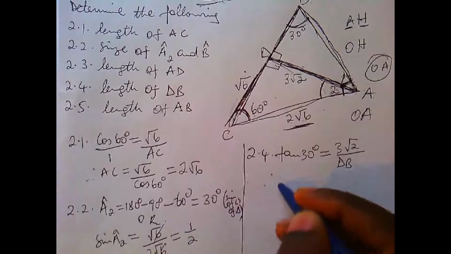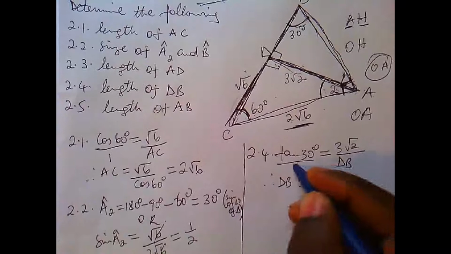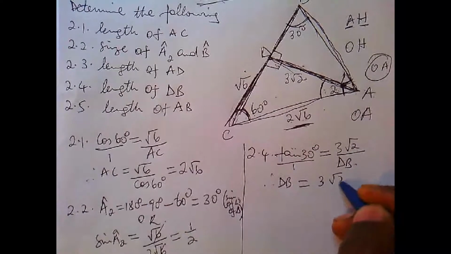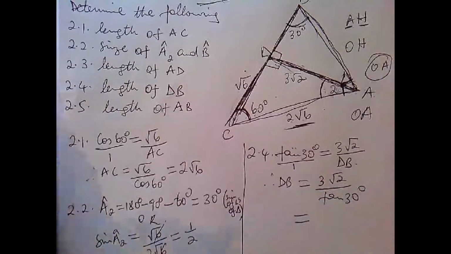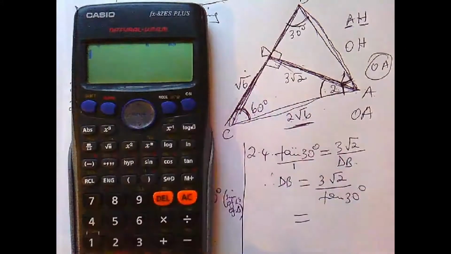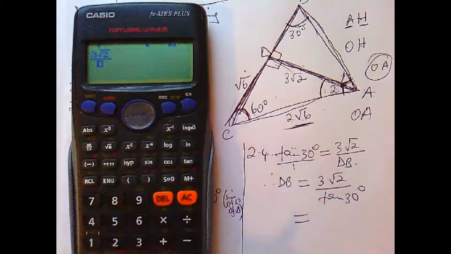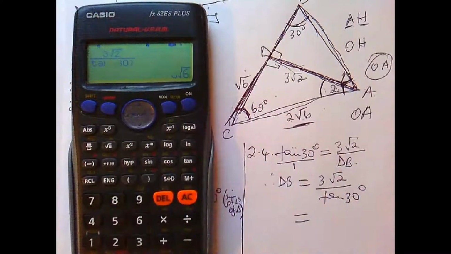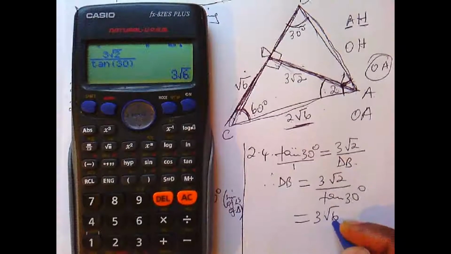So tan 30 degrees will be equal to opposite, which is 3 square root 2, over adjacent, which is DB. And therefore, as this is over 1, DB will go there and tan 30 will go there. It will be 3 square root 2 divided by tan 30 degrees, and then you simply press the calculator. 3 square root 2 divided by tan 30. So what will be the answer? The answer will be 3 square root 6, right?